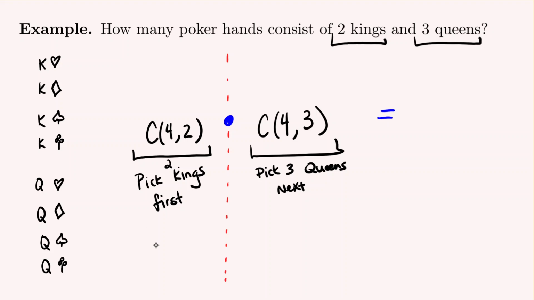The combination of 4 choose 2: 4 factorial over 2 factorial times 2 factorial. Multiplied by the combination of 4 choose 3: 4 factorial over 3 factorial. Now 4 minus 3 is 1, so that's times 1 factorial. We'll calculate each of these.